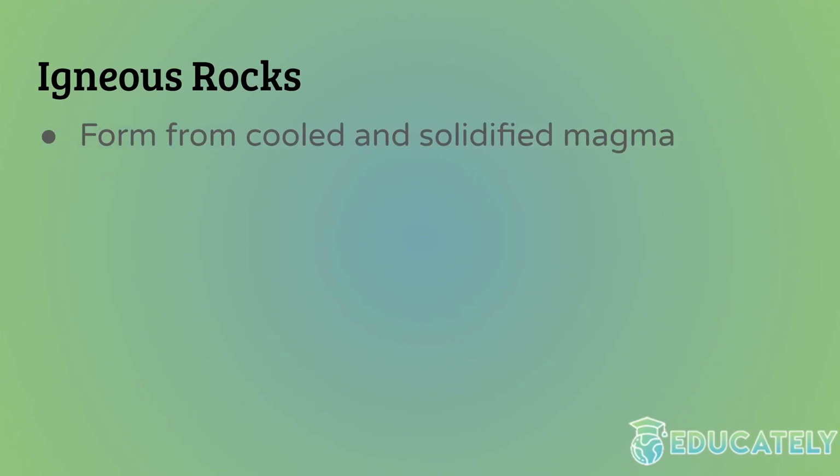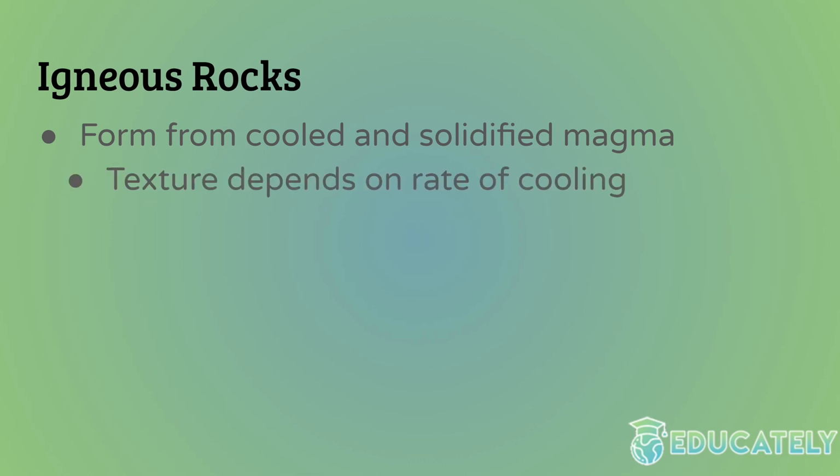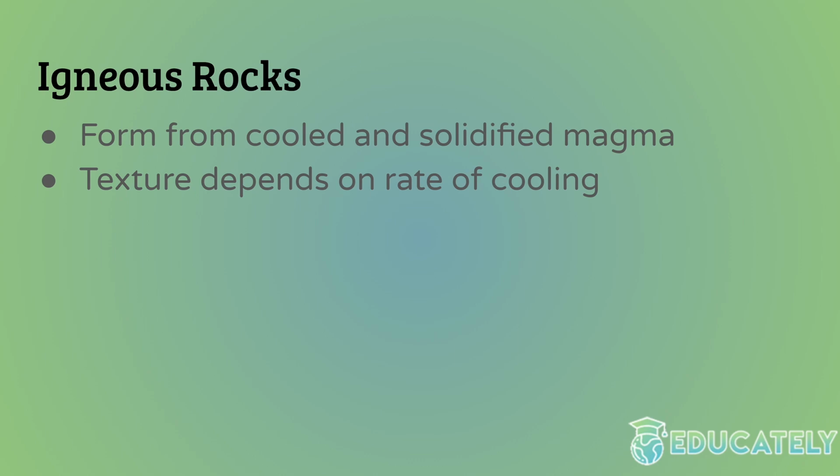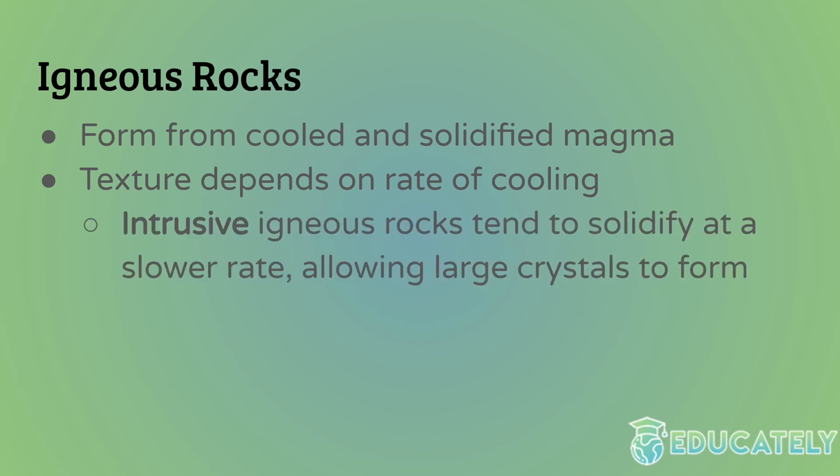So first, let's talk about igneous rocks. An igneous rock is formed from cooled and solidified magma. Magma is just melted rock. So once that melted rock solidifies again, we classify it as igneous. The texture of an igneous rock depends on how fast it cools, and that rate of cooling depends mostly on one factor, and that's where it cooled.